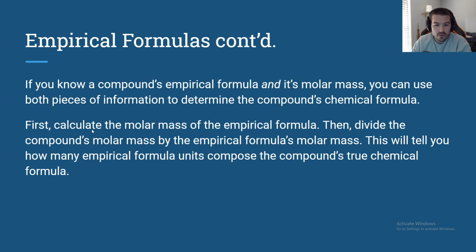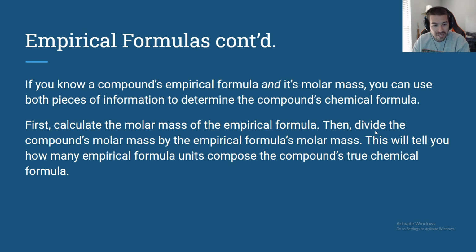First thing, you need to calculate the molar mass of the empirical formula. Once again, we know what the empirical formula is and we know the molar mass of the overall compound. So the first thing we need to do is calculate the molar mass of the empirical formula, and then we're just going to divide.